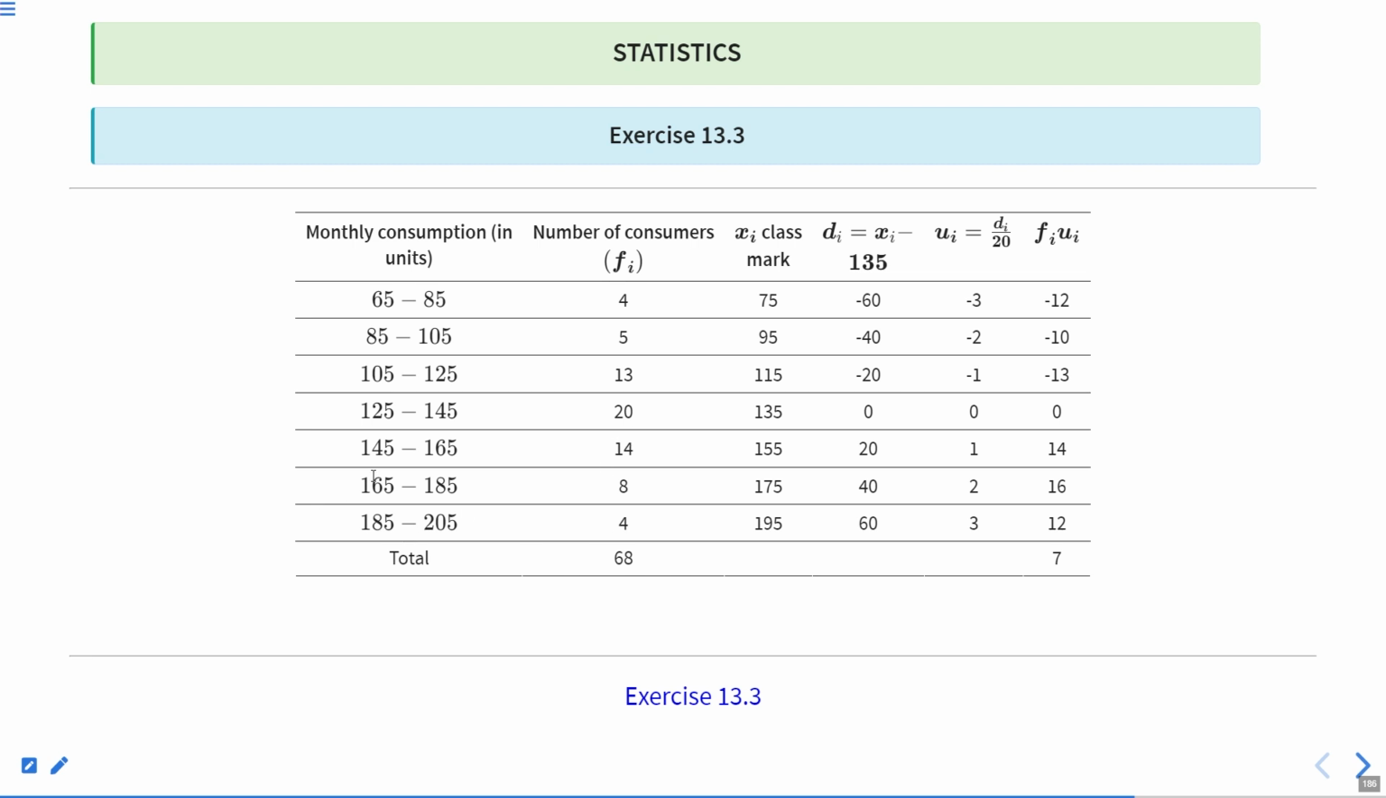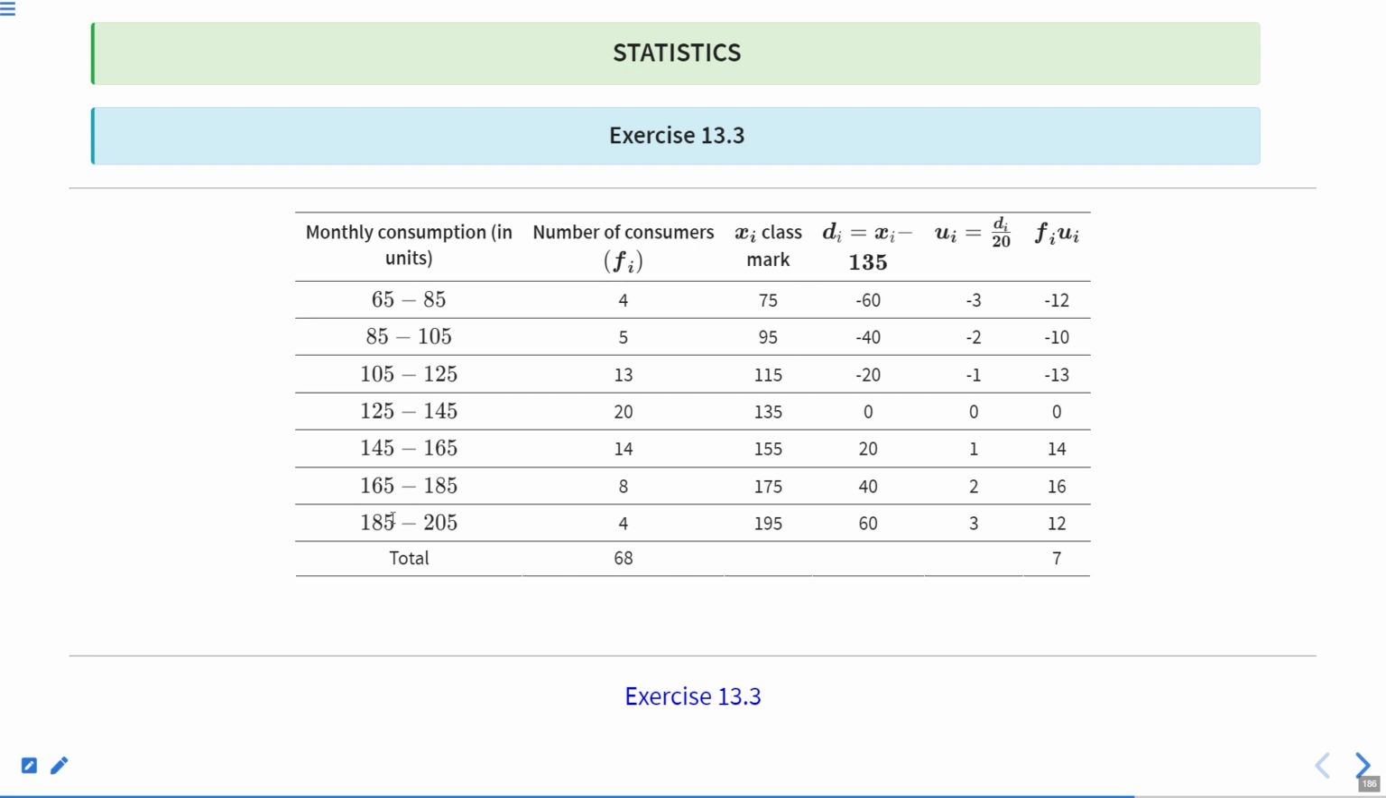Now for the class 165 to 185, the number of consumers fi is 8, and the class mark xi is equal to 175. Now di is equal to xi minus 135, so di is 175 minus 135, which is equal to 40. Now ui is equal to di by 20, so ui is 40 by 20, that is equal to 2. So fi ui is equal to 8 into 2, that is equal to 16.